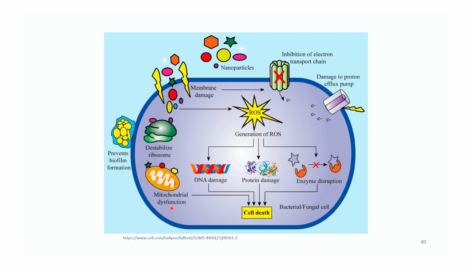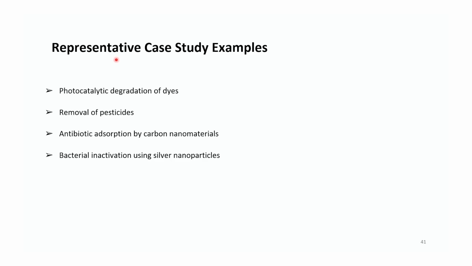Then it can also cause mitochondrial dysfunction or destabilize ribosomes. So all these are various methods by which your nanoparticle is going to disrupt your bacteria, and these also prevent biofilm formation by attaching to the membrane. Then let's discuss some representative case study examples. Let's study the photocatalytic degradation of dyes, then removal of pesticides, then antibiotic adsorption by carbon nanomaterials, or bacterial inactivation using silver nanoparticles. Let's discuss these cases one by one.